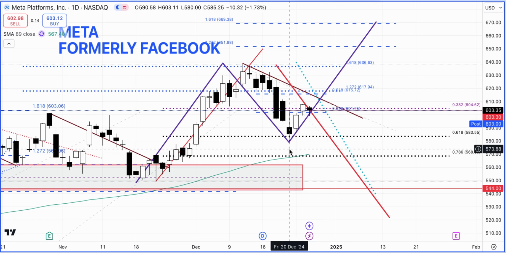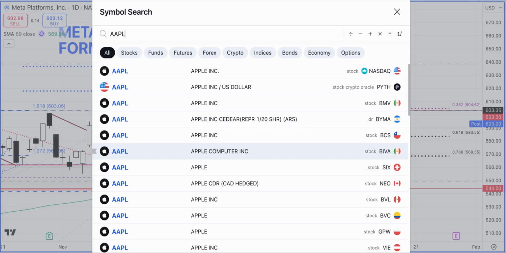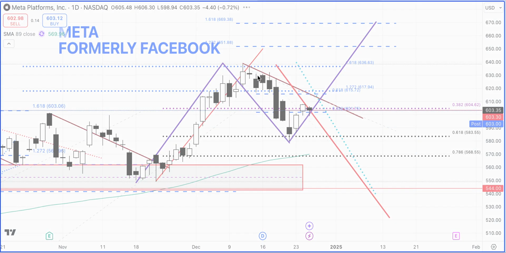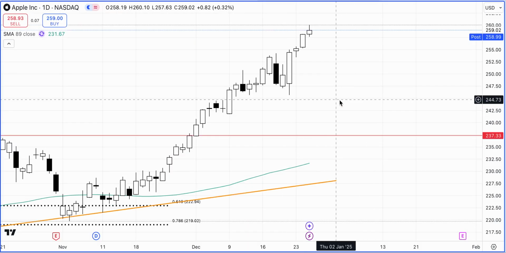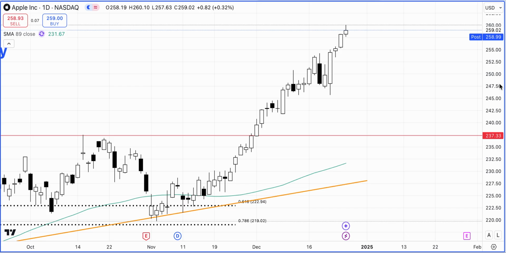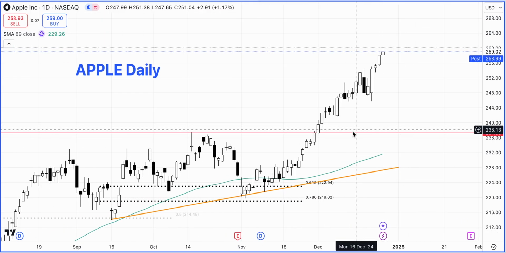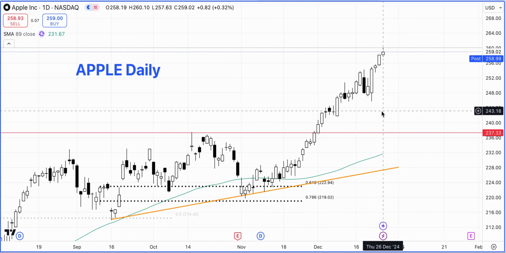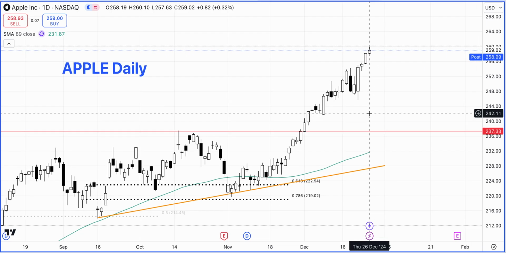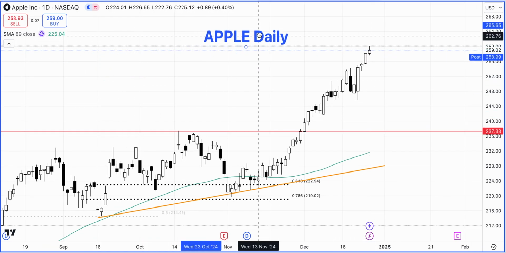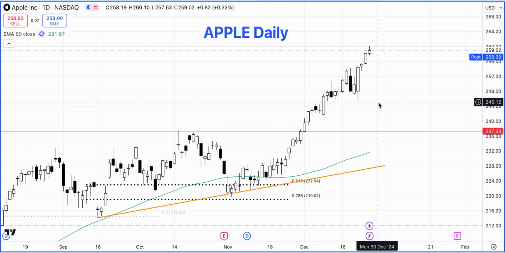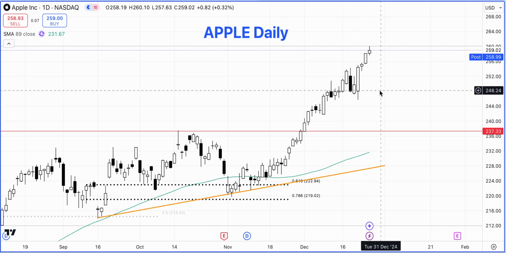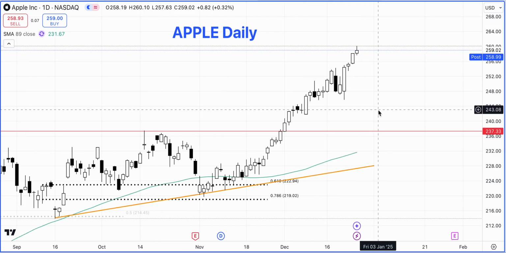As long as this support is held, for 20th of December, then we take a look at Apple. Apple is making a new all-time high. This stock is very strong. In comparison to some of the other Magnificent Seven stocks, this is the one to be held because it just keeps on making new all-time highs.